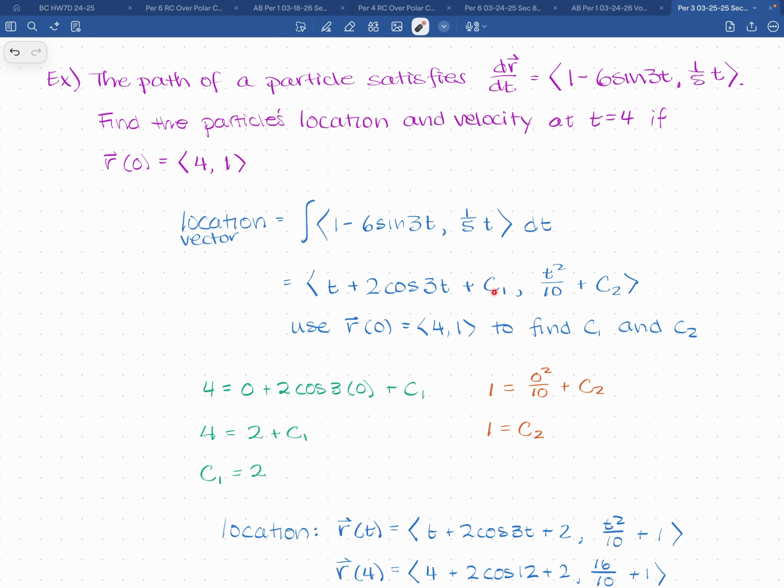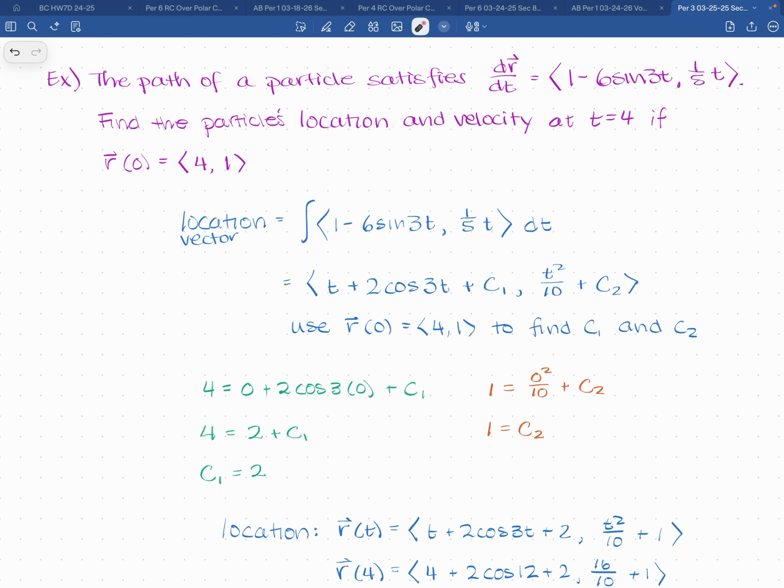But notice each one of them gets their own C. Integrating the horizontal component gets a C. Integrating the vertical component gets a C. And these C's don't have to be the same, so they get different subscripts. And yes, you have to write the subscripts. But now we can use this location vector at 0 to find C1 and C2, just like we normally did. Like I said, it's what we've done in the past. We're just doing it twice.